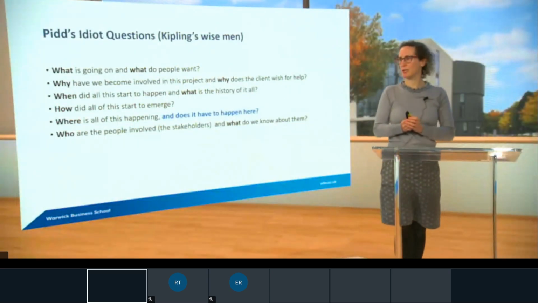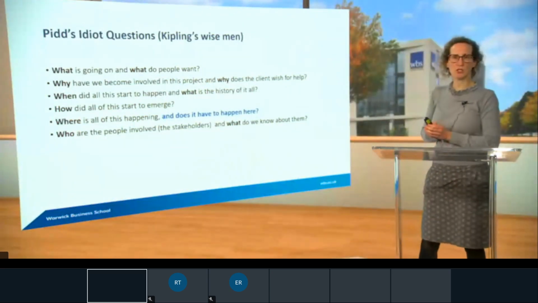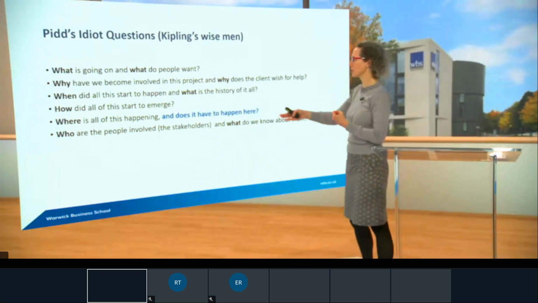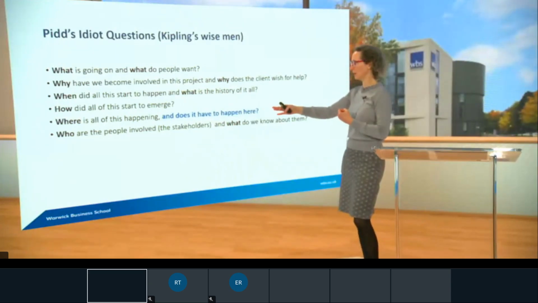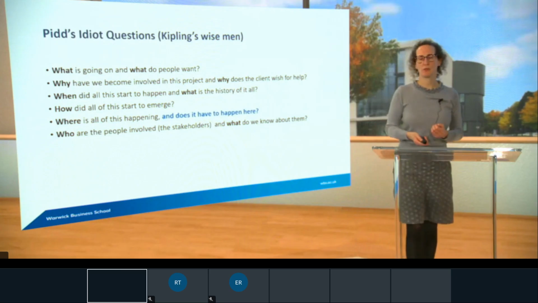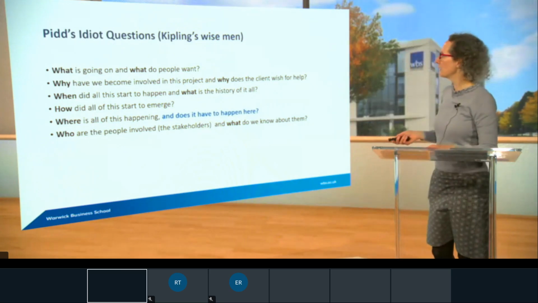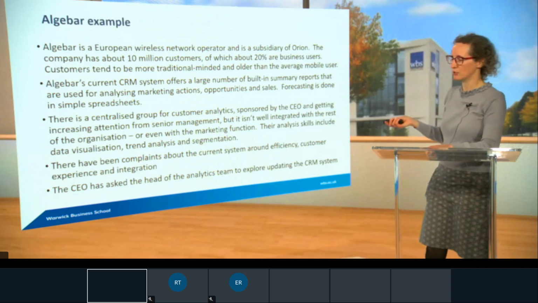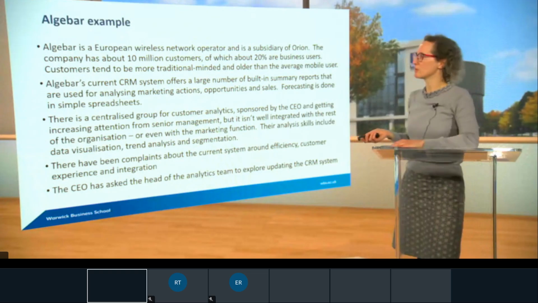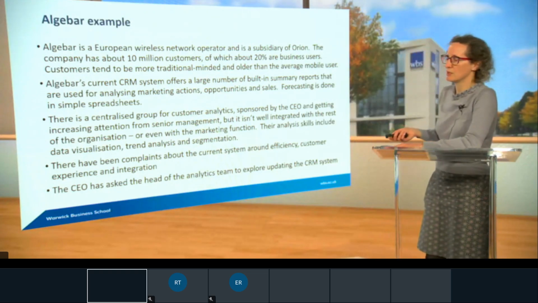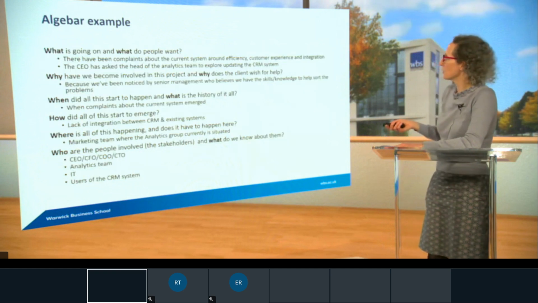And this represents where your questions don't have to be just seeking, they can be slightly challenging. So in addition to saying, where is all of this happening? Peter's saying, and does it have to happen here? Could it happen somewhere else? Could it happen slightly differently? So if we apply this to the algebra example, there's the same information that we had previously, but we're going to flip it on and see, okay, if we structure this around these wise men, what do we come up with?